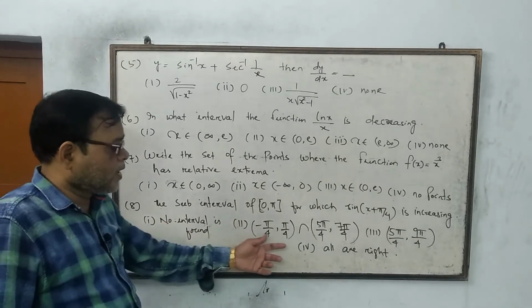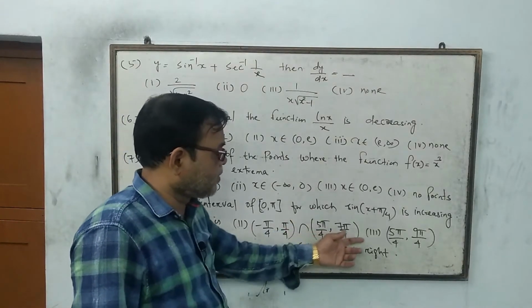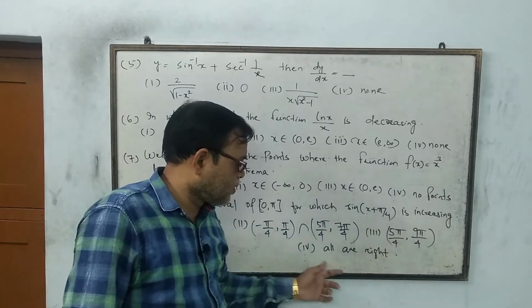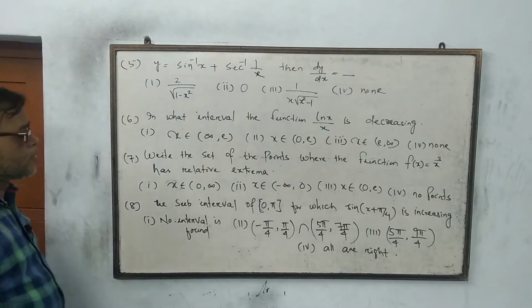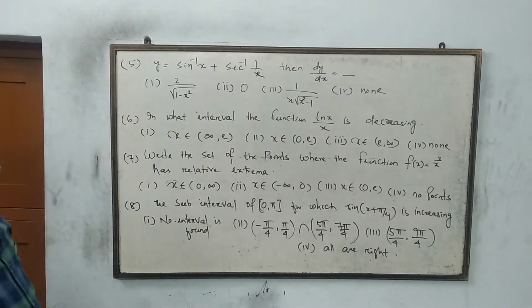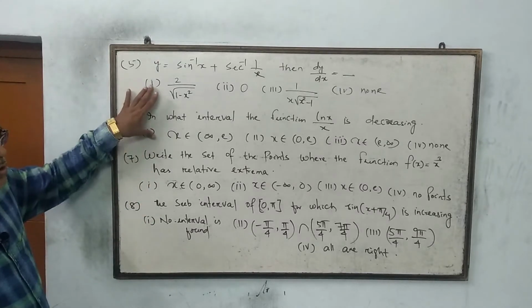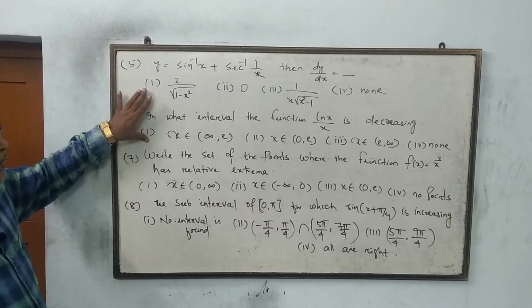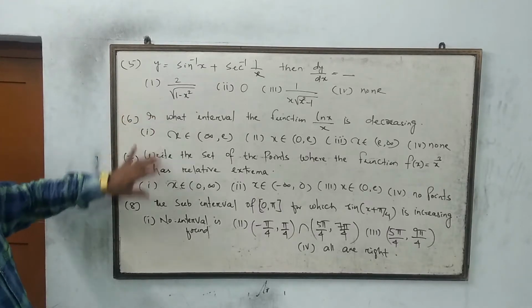is found. Minus pi by 4, comma pi by 4, and 5 pi by 4, 7 pi by 4, 5 pi by 4, 9 pi by 4, and all are right. These questions should be practiced, please students, for scoring higher marks in mathematics. Then these questions should be practiced. If you have any doubt in these questions, you can ask me in the comment box.